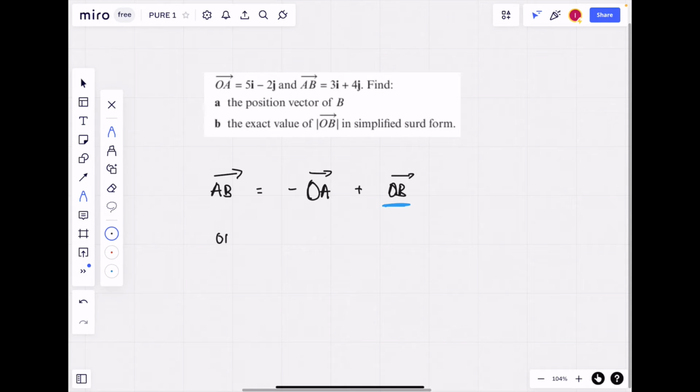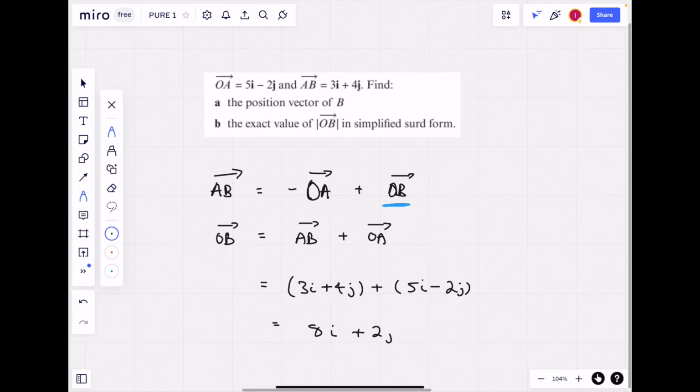So, to work out OB, you can do AB plus OA, which gives you 3i plus 4j plus 5i minus 2j. 3 plus 5 is 8, so 8i. 4 plus minus 2 is positive 2, so plus 2j. There you go. That is the position vector OB.